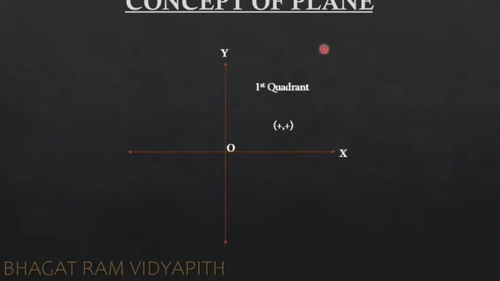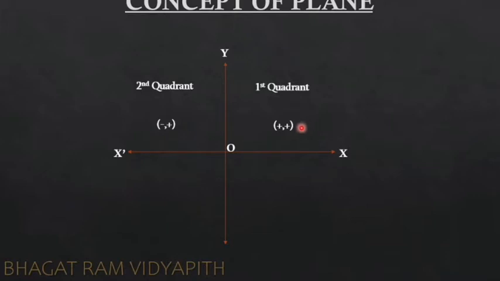This particular part of the graph is called the first quadrant. It is positive and positive. That is, the value on the X line and the value on the Y line are both positive. Extending the line beyond O gives us X dash. From O to X dash, the value of X is negative. This produces the second quadrant. The value of the second quadrant is always negative and positive.